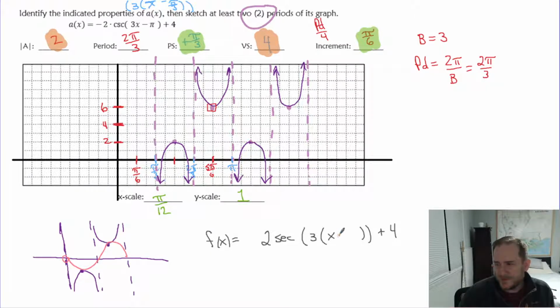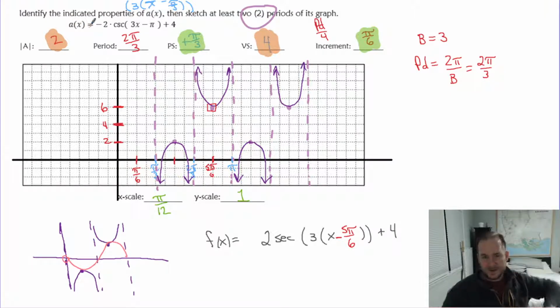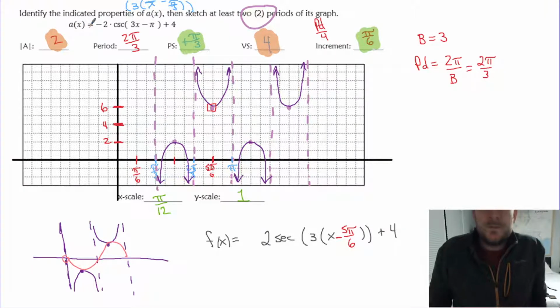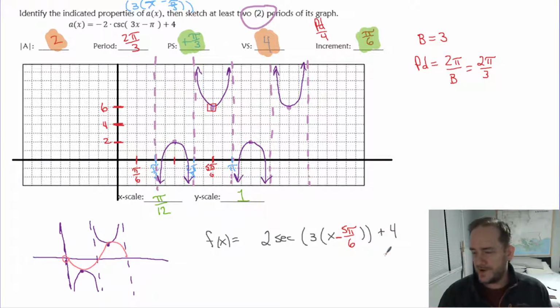So we can see that if we incorporate into our equation a 5 pi over 6 radian phase shift to the right, so minus, then I'm resting assured that this equation I just wrote called f of x is going to be completely equivalent to this equation up here called a of x. They'll have the same graphs. They'll have all the same values. So that's it. That's how you would write an alternate equation.